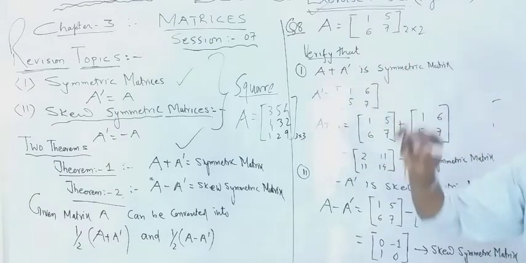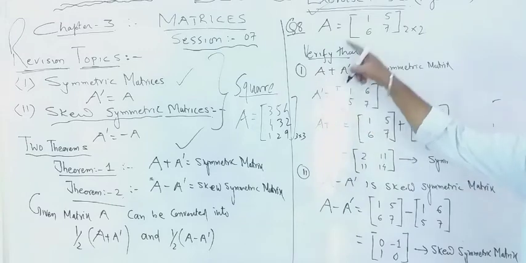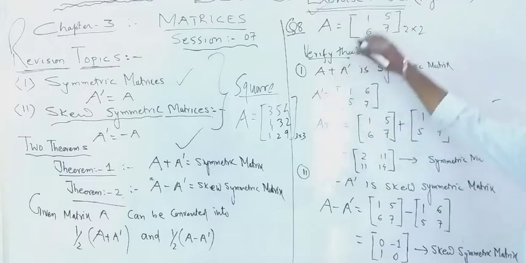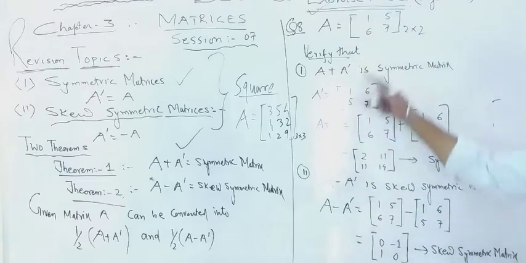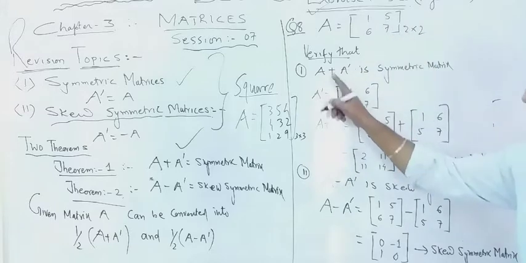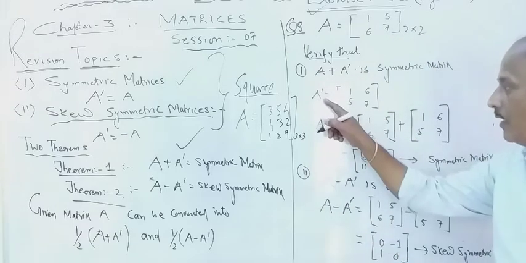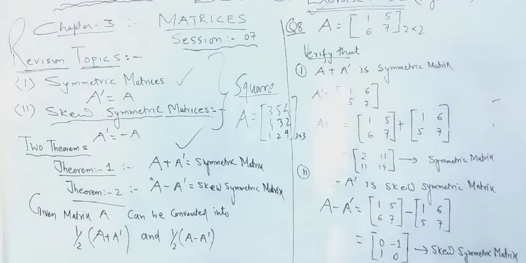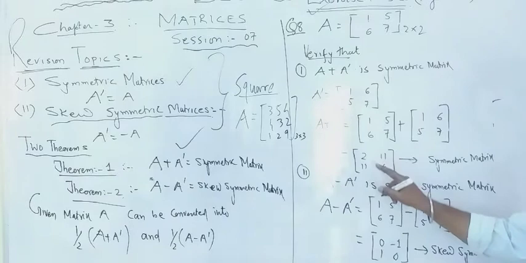First of all, as soon as the question is given, A is equal to [1, 5; 6, 7], then find its transpose. What is the transpose? You interchange row into column. This row becomes a column, this row becomes a column. So this is your transpose of the matrix. Now you add A with A dash. A is here and A dash here. You add it up. Whatever answer you get, you check whether it's symmetric or non-symmetric.